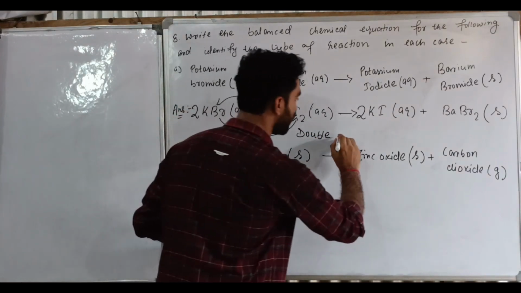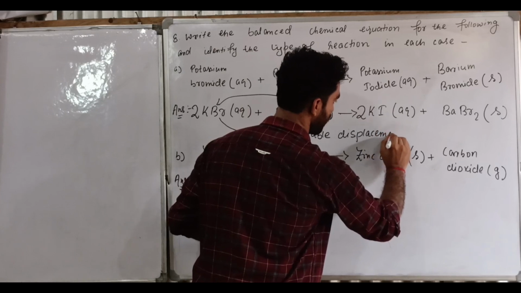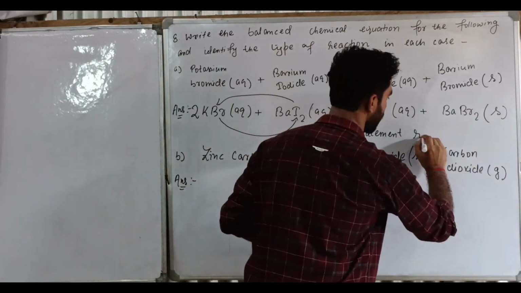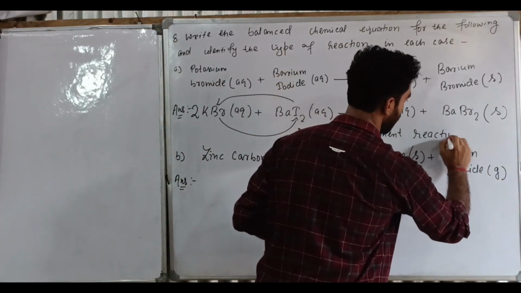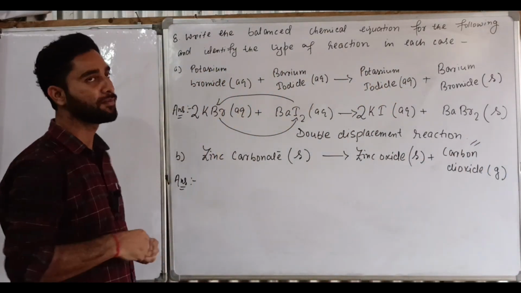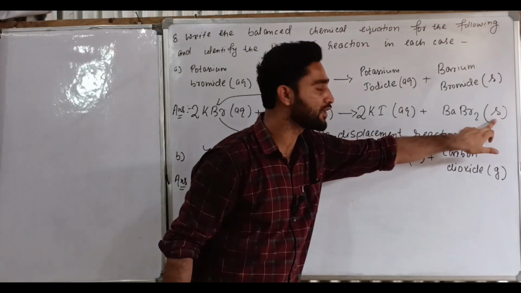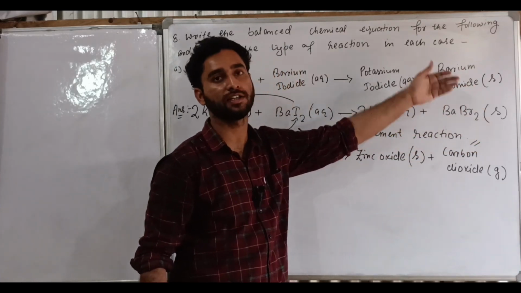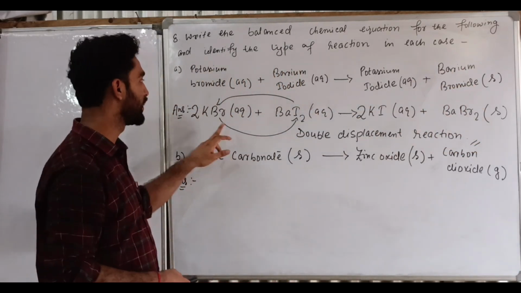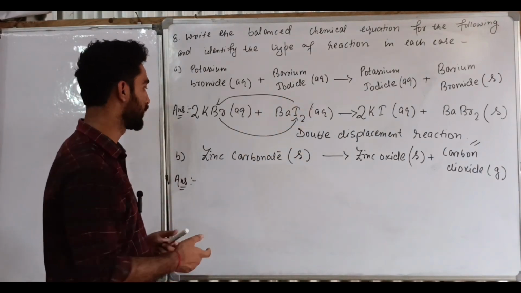It is a type of double displacement reaction. It is also an example of a precipitation reaction, because here we will get barium bromide in the solid form, which will be obtained in the form of precipitate. So it is an example of a double displacement reaction as well as a precipitation reaction.